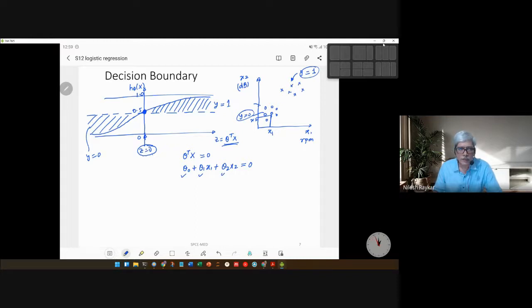And we know that when this particular condition is satisfied, that is, whenever theta transpose x is equal to 0, this corresponds to the value of the hypothesis function h theta x being equal to 0.5. So 0.5 means the probability of this sample being class 1 is 50%. So it is sort of a boundary or threshold below which or above which the class changes.